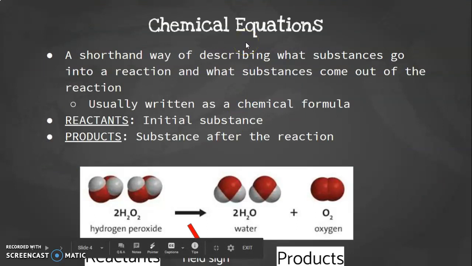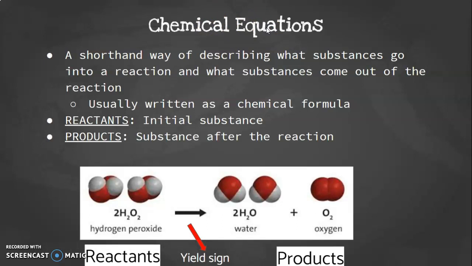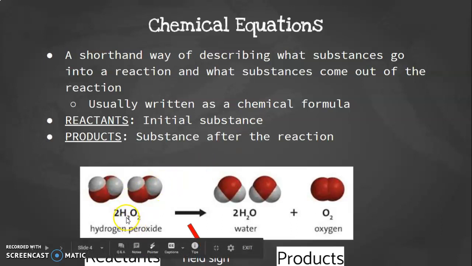So a way that we can show this happening is through a chemical equation. A chemical equation is the shorthand way of describing what substances go into a reaction and what substances come out of a reaction. So it's usually written in a chemical formula, and maybe we'll recognize this vocab word, chemical formula. That is the thing that we write out when we're talking about compounds and molecules, right? So like my hydrogen peroxide, H2O2, that's the chemical formula for hydrogen peroxide.